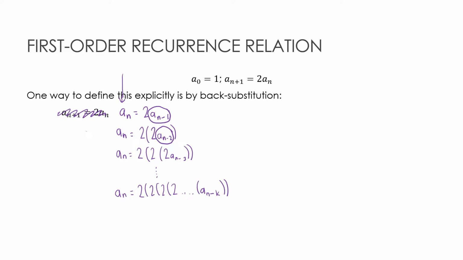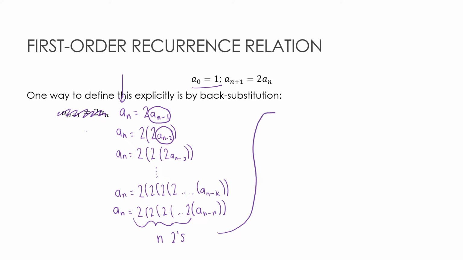So k being how many terms am I trying to find? Well, let's say I'm trying to find all the way down to where I'm using a 0. So that would mean that I'm really looking at a n equals 2 times 2 times 2, etc., etc., times a n minus n. How many 2s do I have? I have n 2s. So how is this helpful?